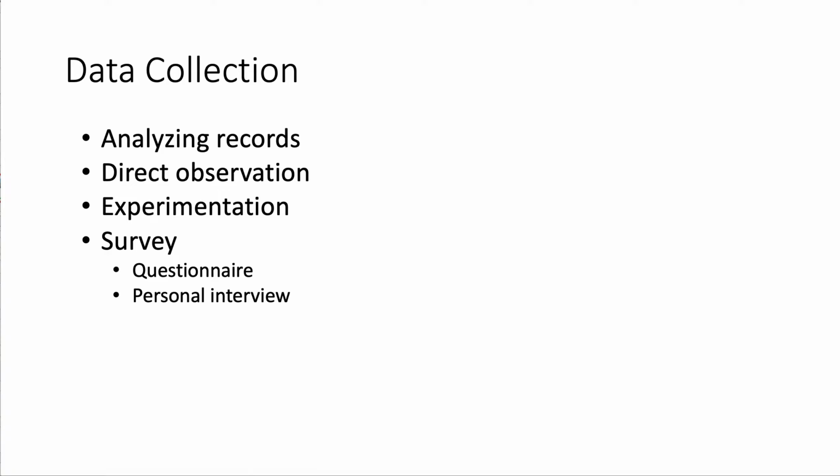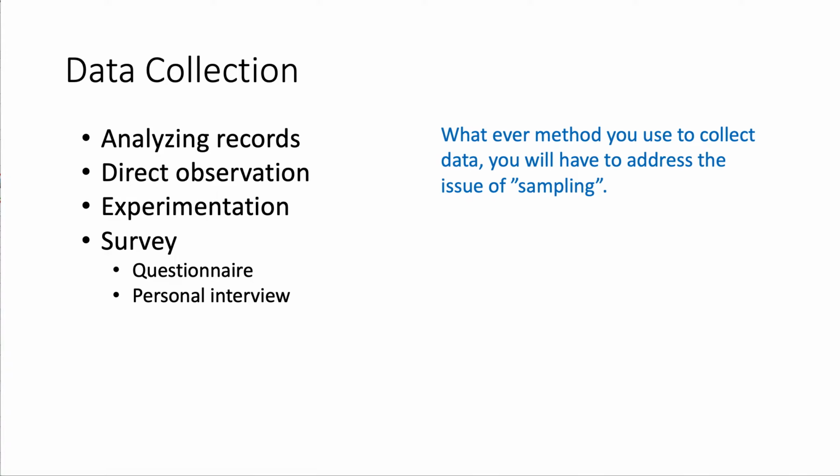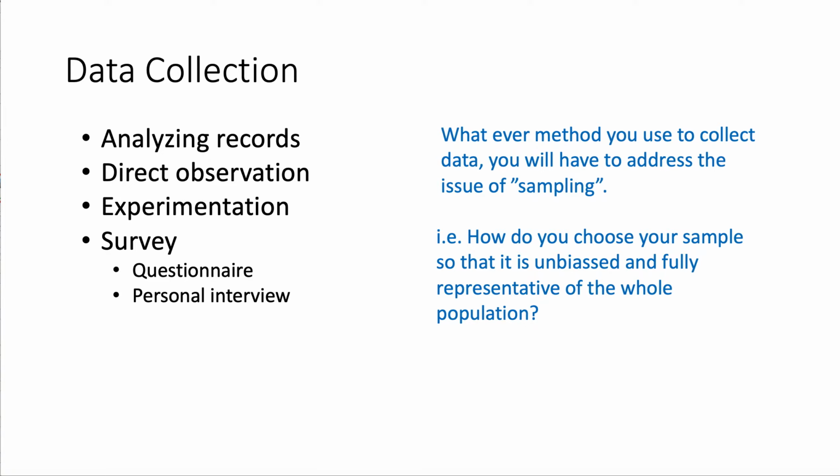Okay, so you've got this data, but whatever method used to collect the data, you'll have to address the issue of sampling. That is, how do you choose your sample so it's unbiased, so it gives you a genuine explanation of what's going on, and it's fully representative of the whole population. Okay, that your sample, you can make conclusions on your whole population based on your sample. All right, we're going to look at the 4 basic methods statisticians use to do this.